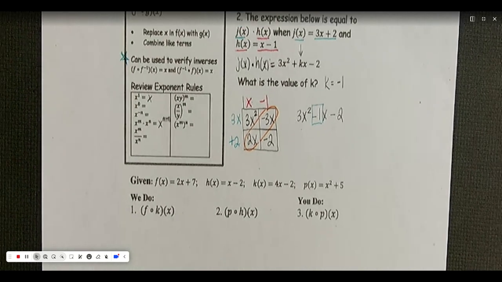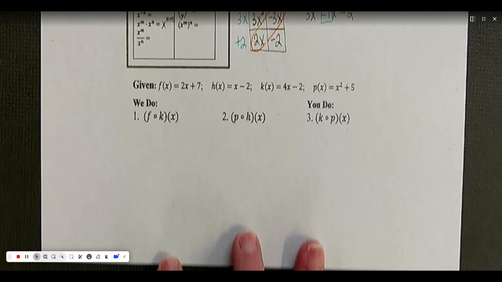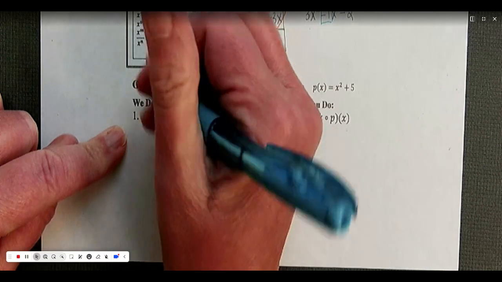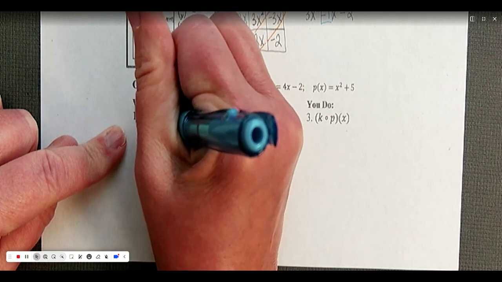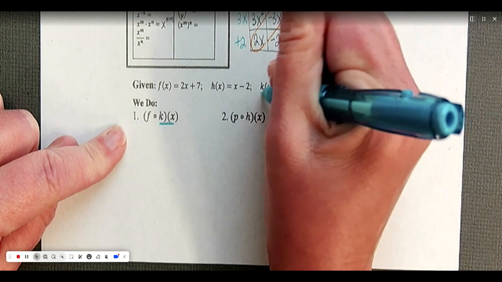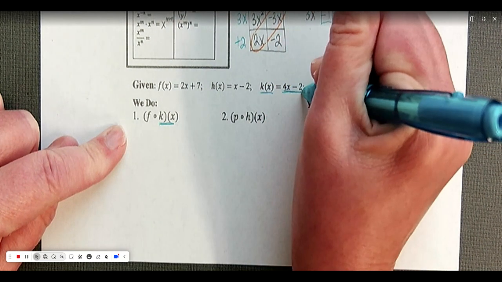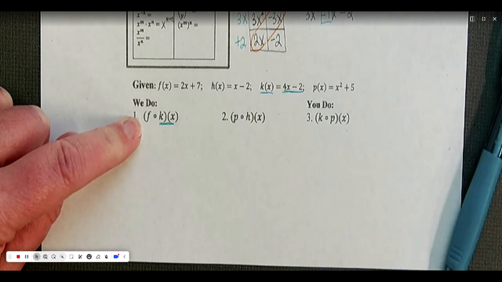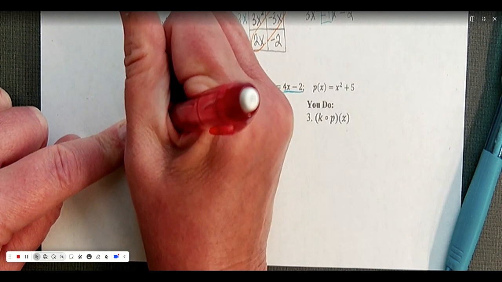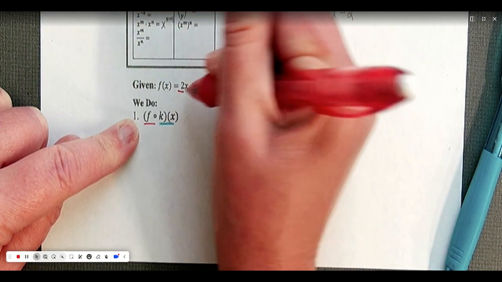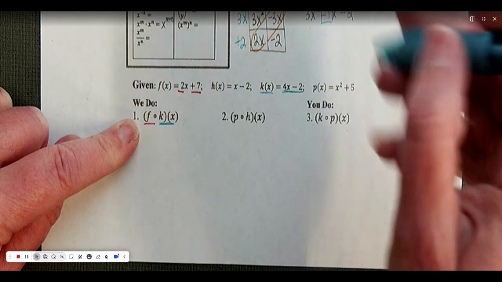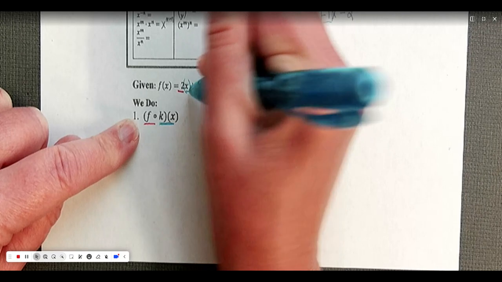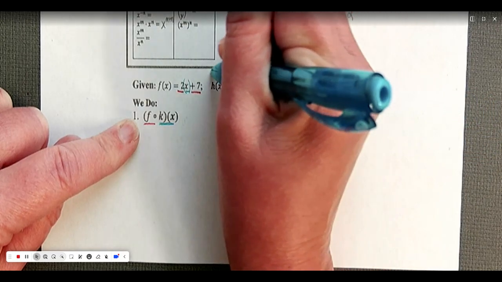All right, so we're going to look at some composition of functions here at the bottom. So they're giving us 4 different functions. For number 1, we're going to take k of x. Here's my k of x. It's 4x minus 2. And we are going to plug it in to f of x. So here's my f of x, right? And so I'm looking at f of x, and I'm going to put k of x right here for x. So it's like I'm plugging it in right here.